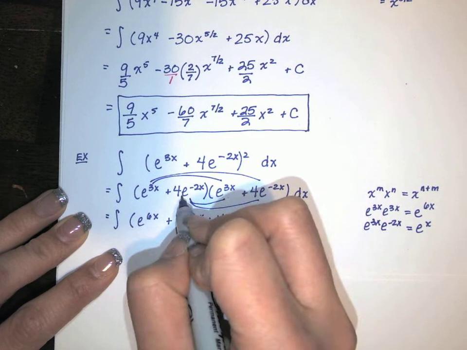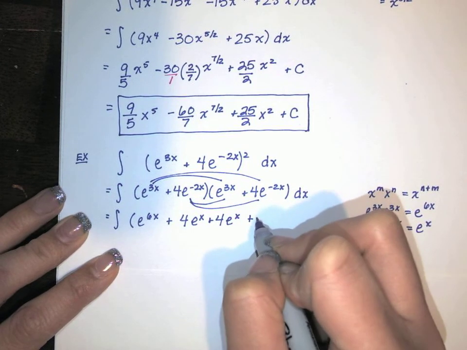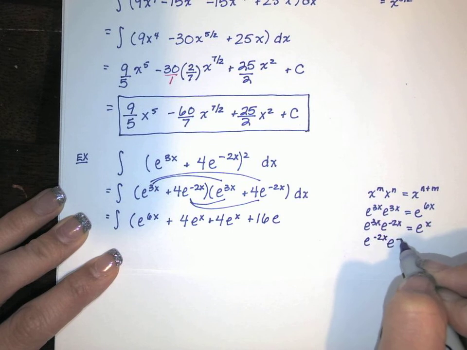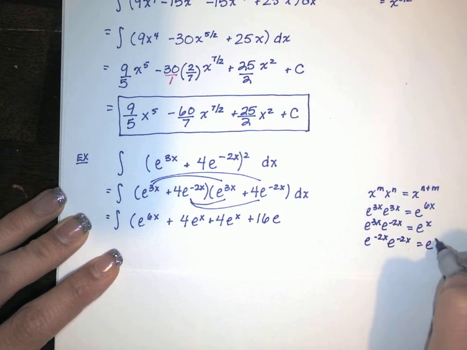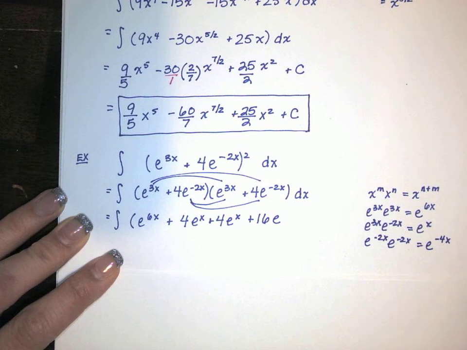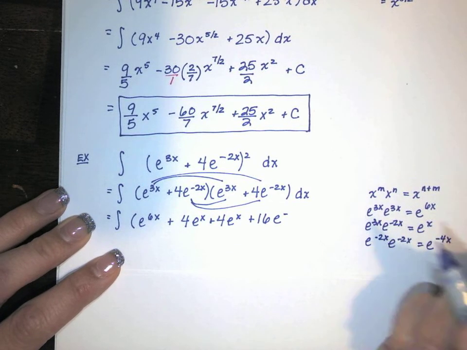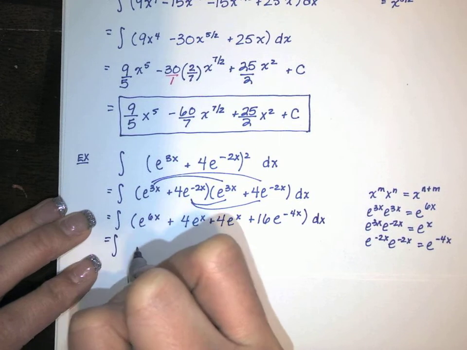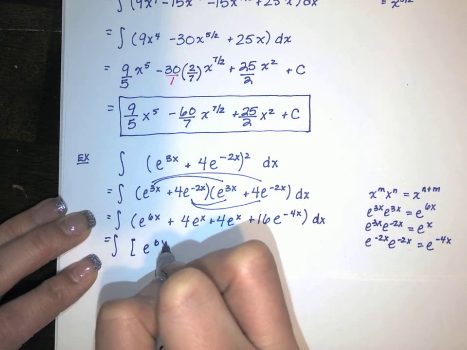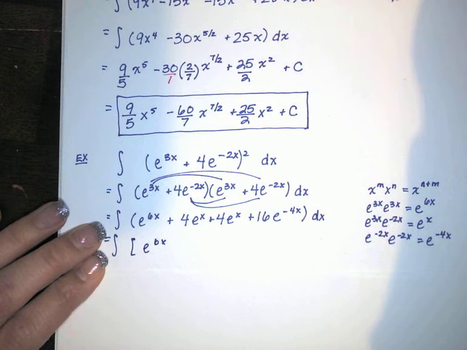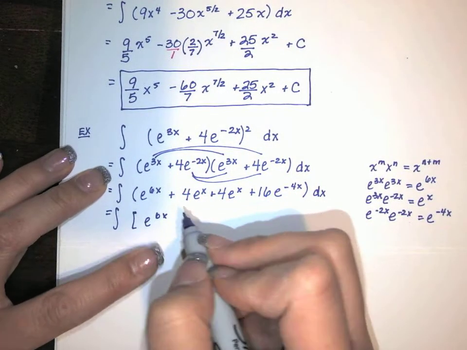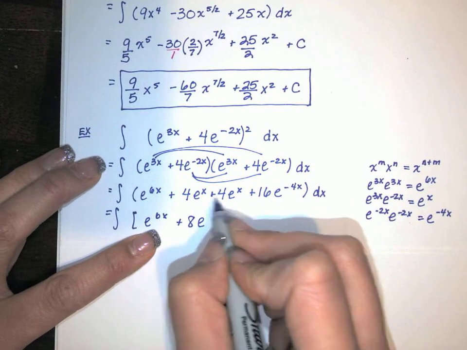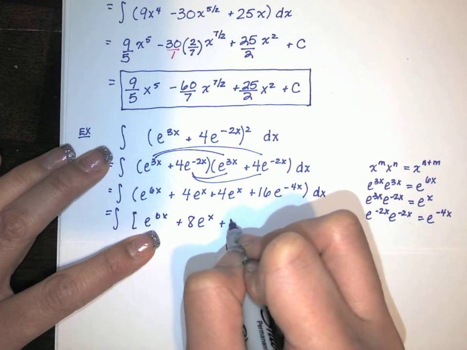Last times last, do the coefficients first. 4 times 4 is 16. Then add the exponents. e^(-2x) times e^(-2x) is e^(-4x). And then we collect like terms. I've got 4 of those and 4 of those, so together I've got 8 of those.